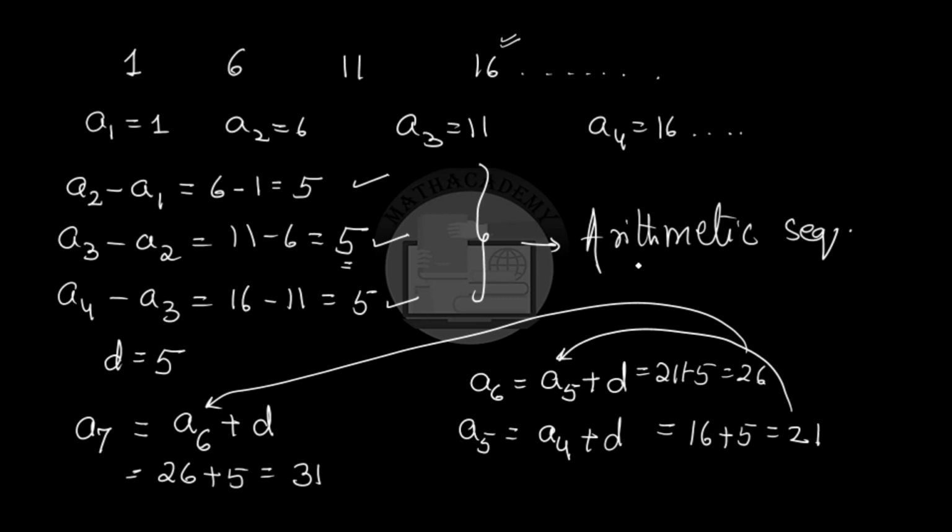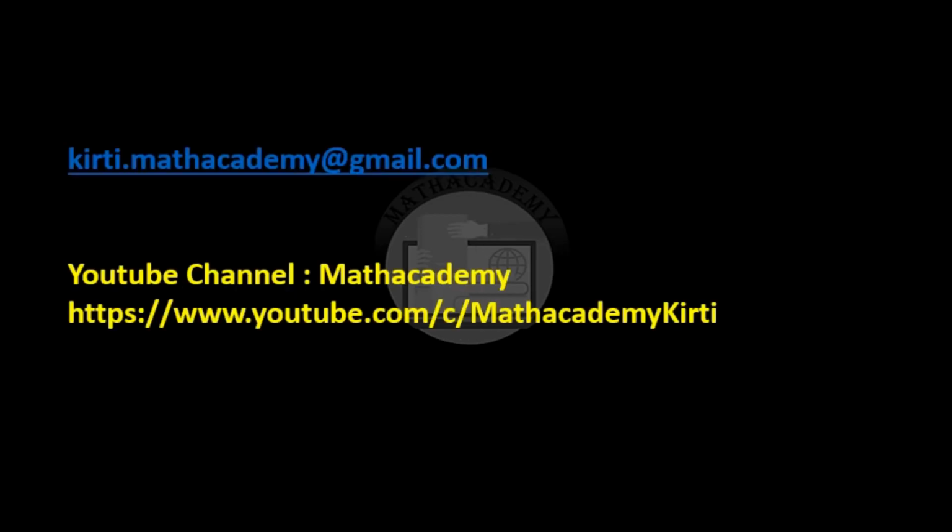And the nth term of this sequence can be given as An minus 1 plus D, which is 5. I hope this much is clear to everyone. In our next video, we will see how we determine the explicit formula to determine the nth term of an arithmetic sequence.